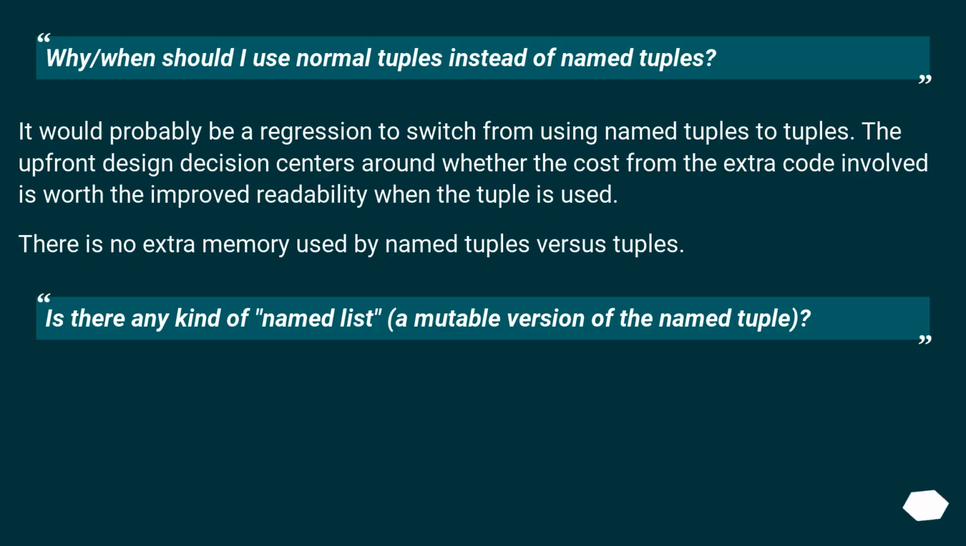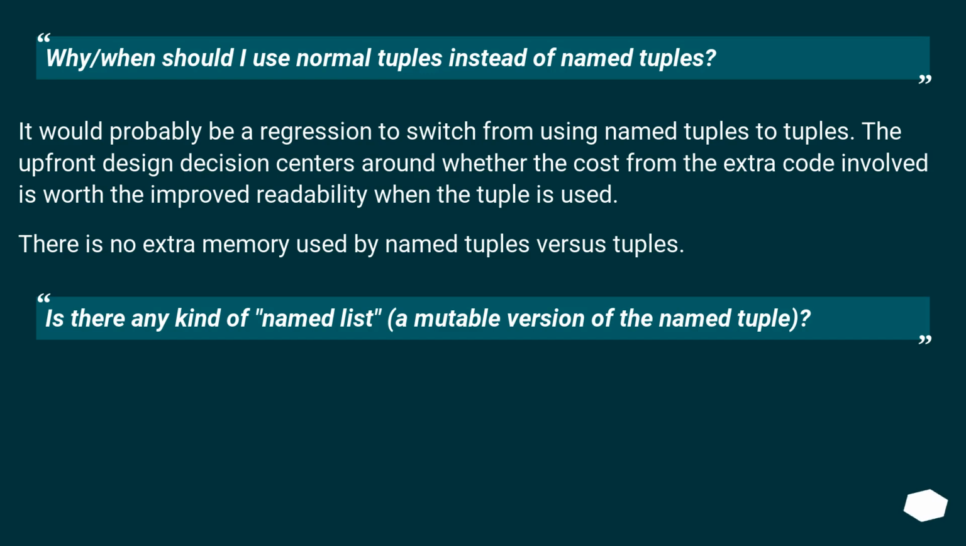When should I use normal tuples instead of named tuples? It would probably be a regression to switch from using named tuples to tuples. The upfront design decision centers around whether the cost from the extra code involved is worth the improved readability when the tuple is used. There is no extra memory used by named tuples versus tuples.